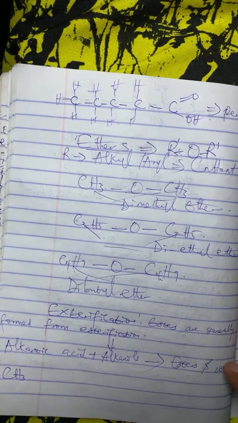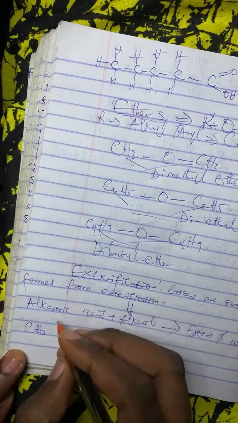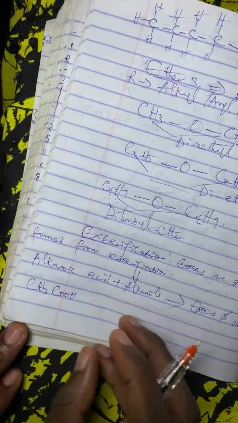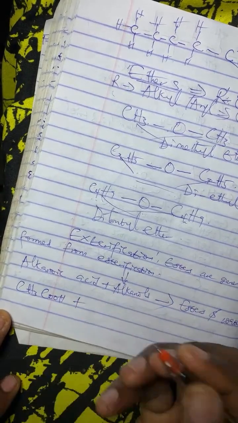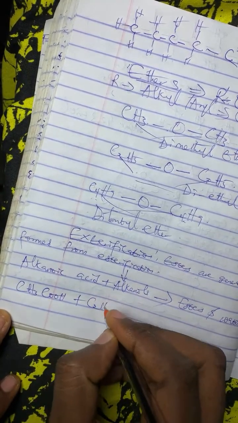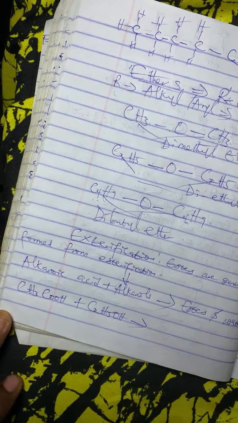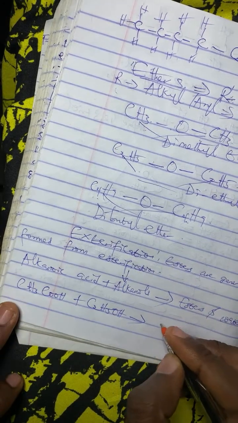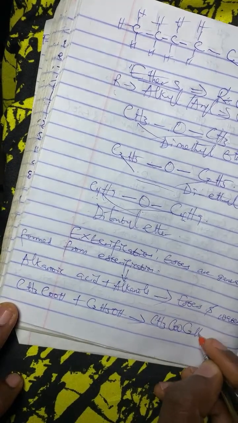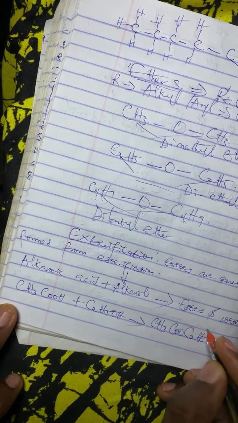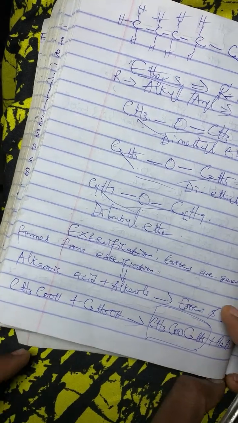Now let's take for instance we have CH3COOH. Now CH3COOH is an ethanoic acid. Ethanoic acid plus, let's use ethanol, which is C2H5OH. Now we're going to form an ester. The ester we're going to form is ethyl ethanoate, CH3COOC2H5, plus H2O. So this CH3COOC2H5 is an ester.